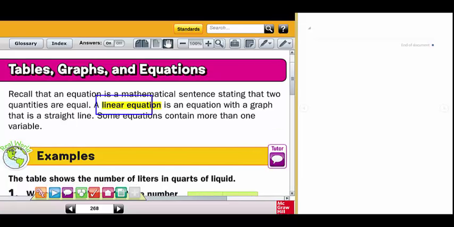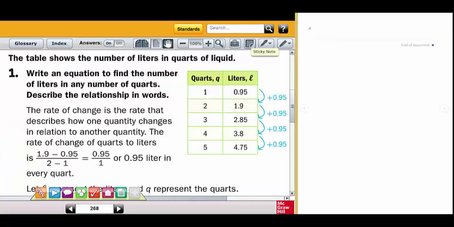The first thing that should be on your gold sheet is a definition of linear equation. You should already know quite well what linear equation means, but the key phrase here is straight line. If we can graph an equation and it forms a straight line, it is indeed linear. Pretty simple concept.